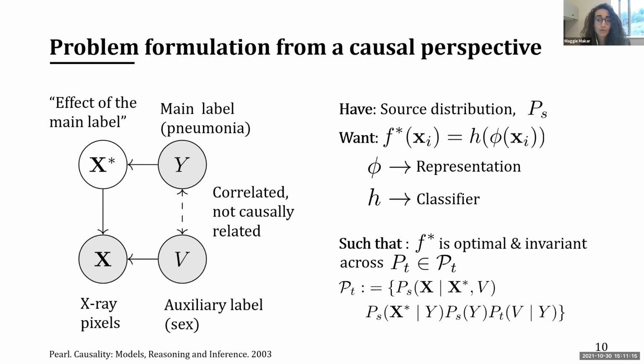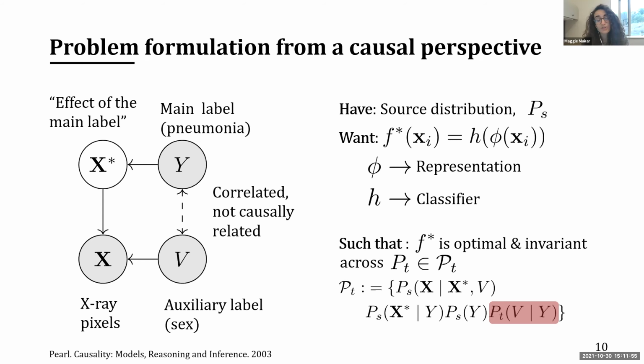To define things a bit more formally, we have some source distribution PS, and we want a predictor F, which is the composition of the learned representation phi and the final classifier H. And we want this F to be accurate, and we want it to have the same performance across members of this family of target distributions. Members of this family are the same as the source distribution, except that they can have different correlations between V and Y. So this shows us the first advantage of looking at the problem from a causal perspective, which is that it allows us to define a set of naturally occurring distribution shifts that we want to be robust against.